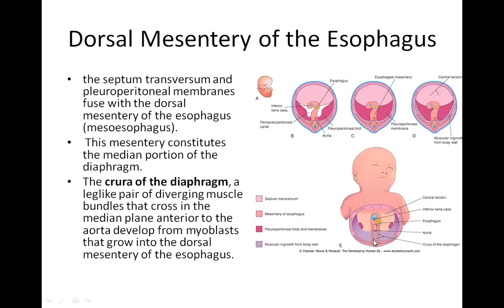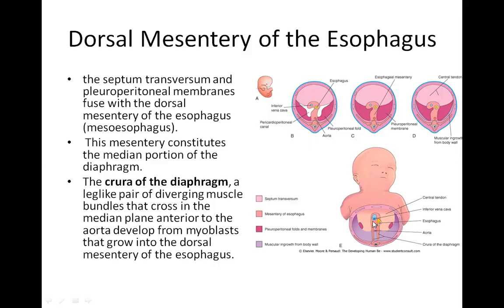So the two crura of the diaphragm are a leg-like pair of diverging muscle bundles that cross in the median plane anterior to the developing aorta. They develop from the myoblasts that grew into the dorsal mesentery of the esophagus.